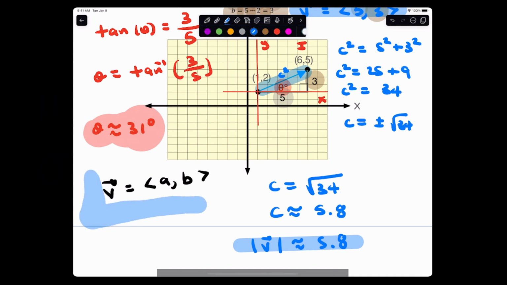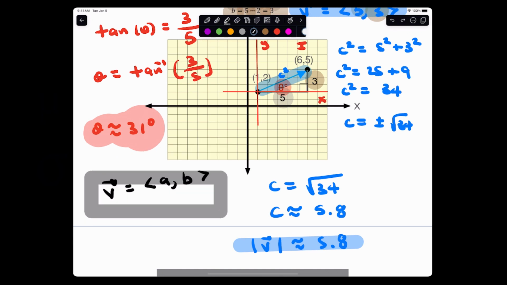Okay, you guys know what we're saying? Without that information, you can't get the length and the what? Direction of that vector.